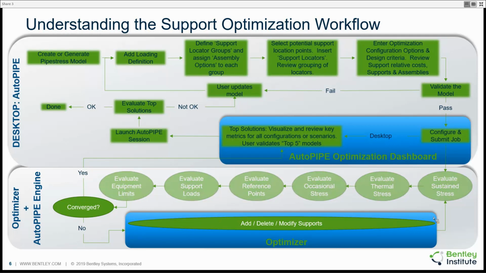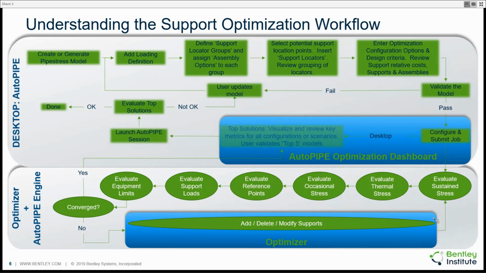The optimizer will run through all of the configuration options and design criteria that were set up by the user. For example, evaluating sustained, thermal, and occasional stresses, reference points, support loads, and rotating equipment limits. If the solutions do not converge, the optimizer is going to add, delete, or modify supports at the support locator locations until the solutions do converge. If the solution does converge, it will be reported to the user in AutoPIPE in a list of top solutions.